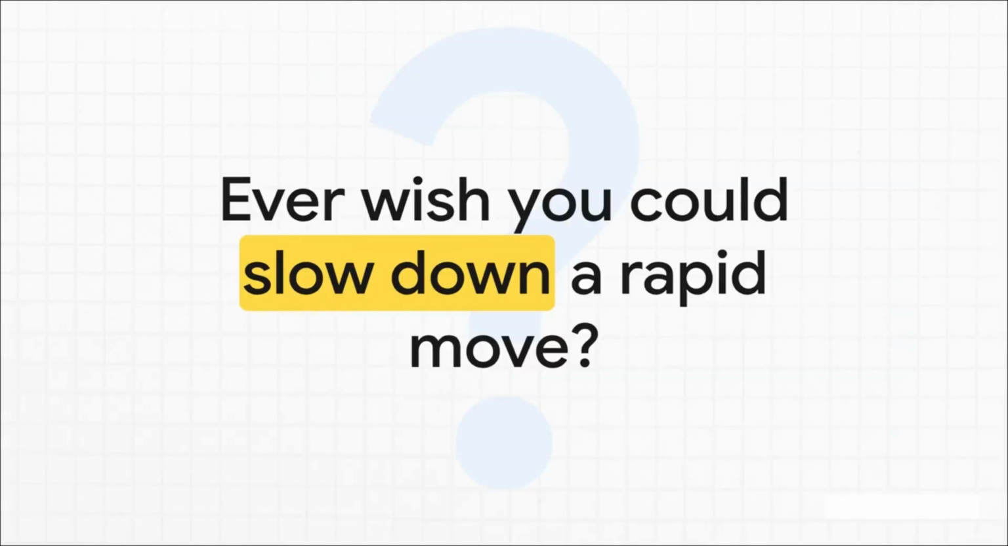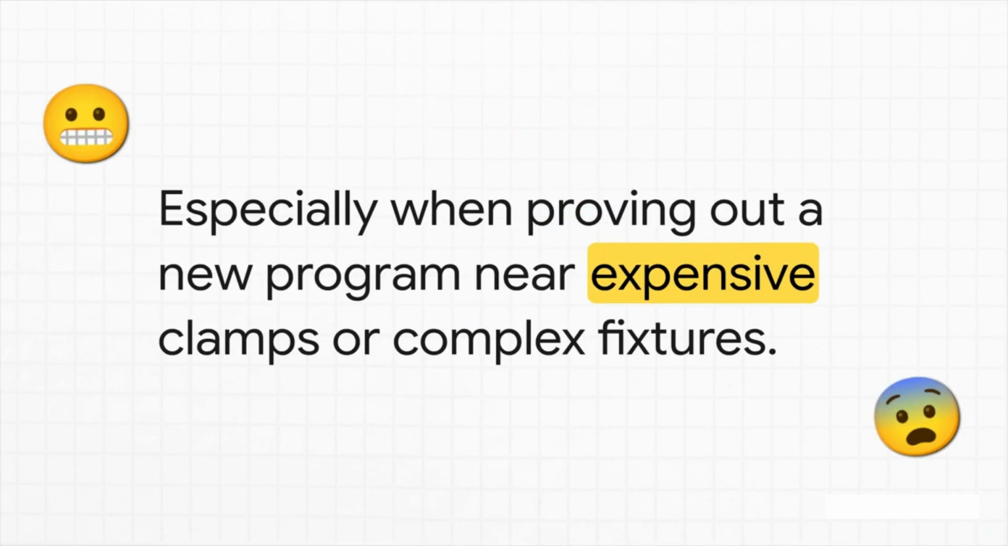I mean, you know the feeling, right? The machine is about to make a big G0 move, and your hand just instinctively goes to that override dial, just in case something looks a little bit off. We've all been there. And that feeling? It goes from 0 to 100 when you're proving out a fresh program. The tool's just rocketing towards a brand new, probably expensive fixture or some clamps. Yeah, it's a total heart-in-your-throat moment.